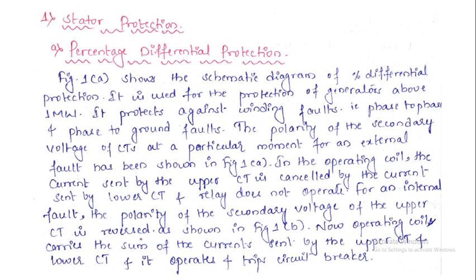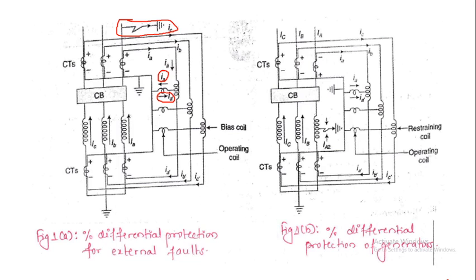For an internal fault, the polarity of the secondary voltage of the upper CT is reversed as shown in figure 1b. Now the operating coil carries the sum of the current sent by the upper CT and the lower CT, and it operates and trips the circuit breaker. So what happens in the next diagram? In this next diagram, the fault has occurred. A fault has occurred in phase A. So this is that fault. You just observe carefully here.